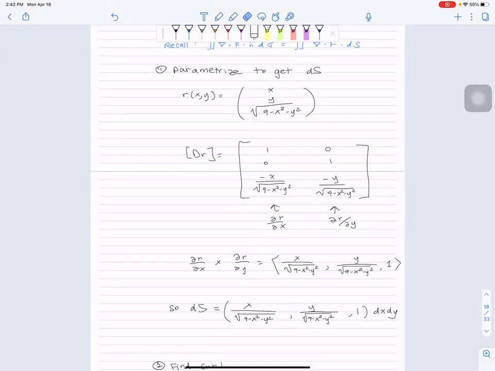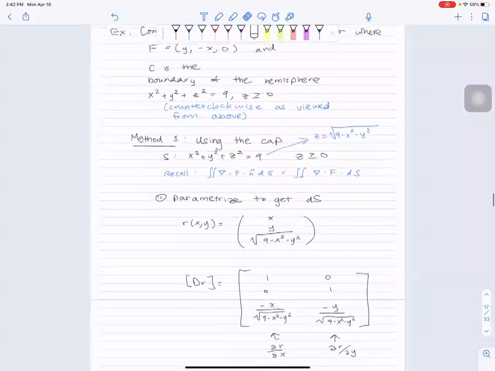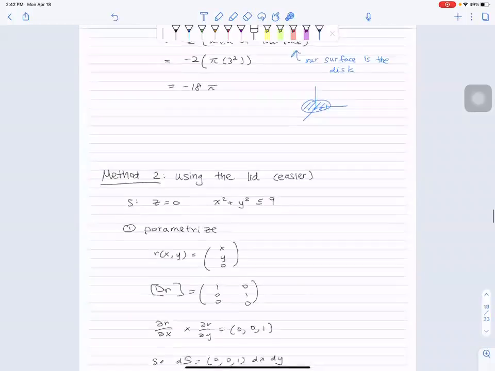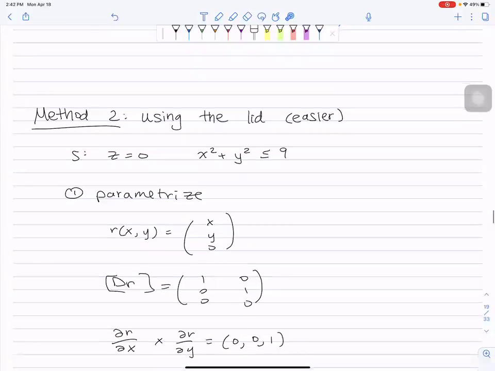Okay. Did anyone have any questions about method 1, where we use the cap? Find the curl. Okay, so in this method, we parameterized that hemisphere, and it was a bit more difficult because we had this square root thing. Instead, what Stokes' theorem says is that we could use an easier surface with the same boundary. And that makes our things easier because we can parameterize something much nicer.